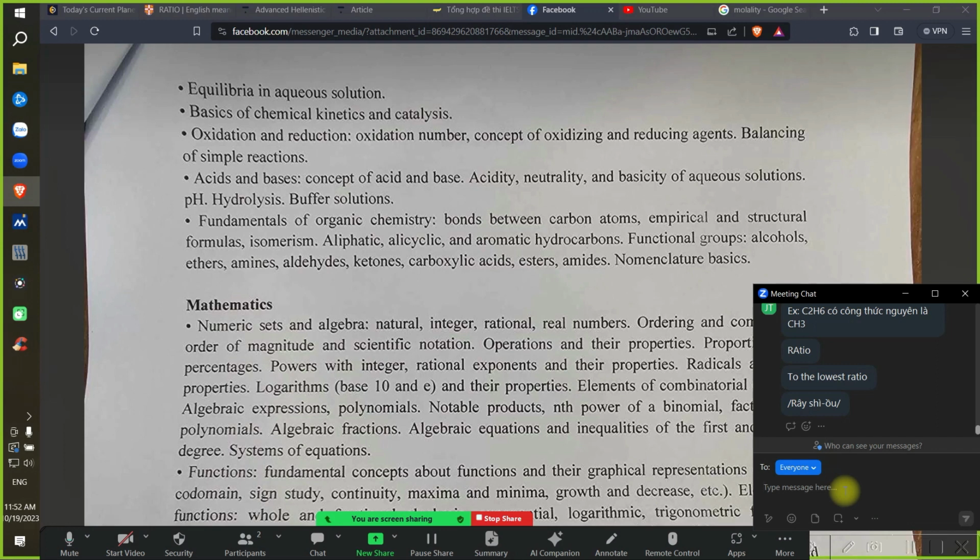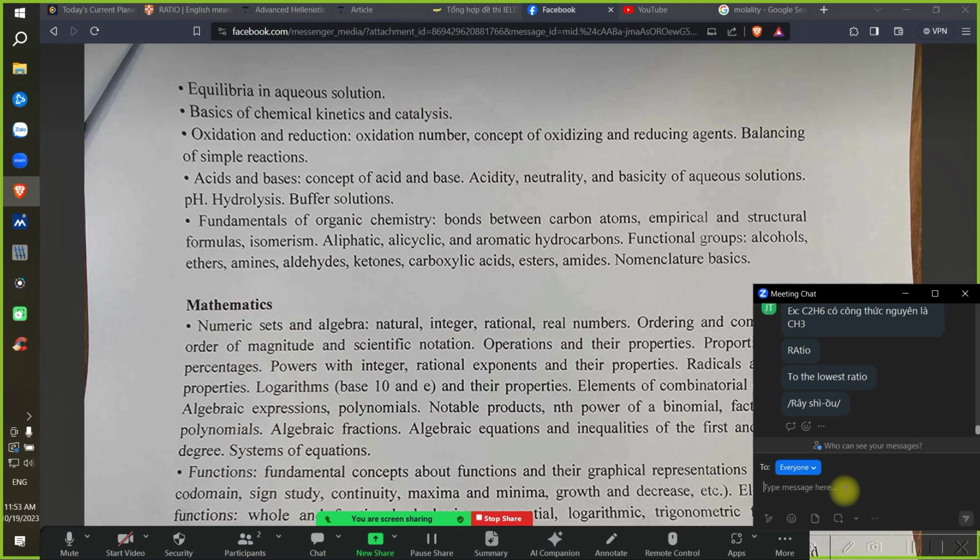You know công thức nguyên, right? You know empirical formula, right? Yeah. Đương nhiên rồi. Và nó phải nói đến cái vụ mà tìm ra được cái công thức thực sự của cái chất đó thông qua mấy cái thí nghiệm đốt cháy cái gì đó. I don't think... oh yeah, I think I found something like that in the exam as well.